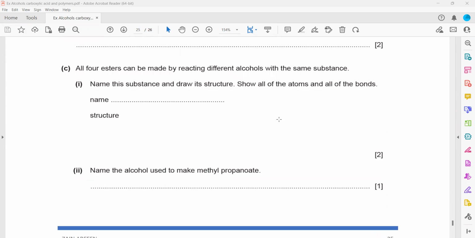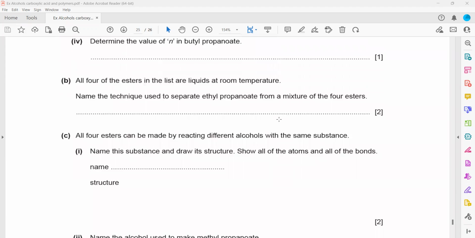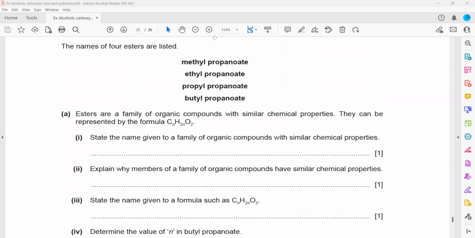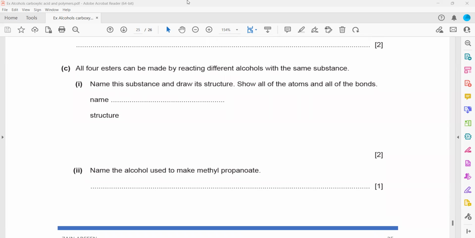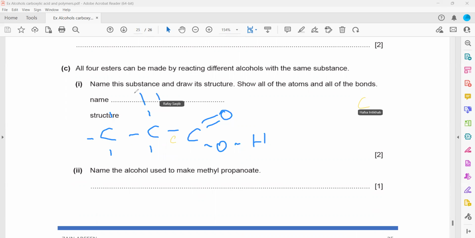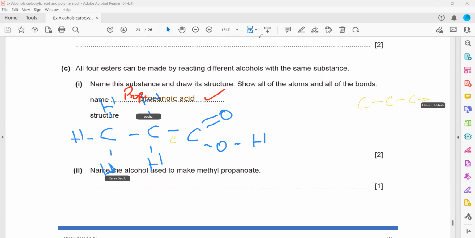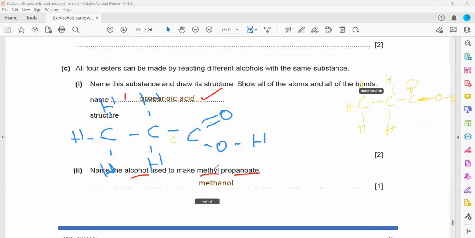All esters can be made by reacting different alcohols with the same substance. Name that substance. Which is the common reagent? Propanoic acid, because all are propanoates. So propanoic acid. You can draw the structure of propanoic acid. Whenever you draw, you should represent all the bonds and all the atoms. Name the alcohol which is used to make methyl propanoate. The first name, methanol. That's right.